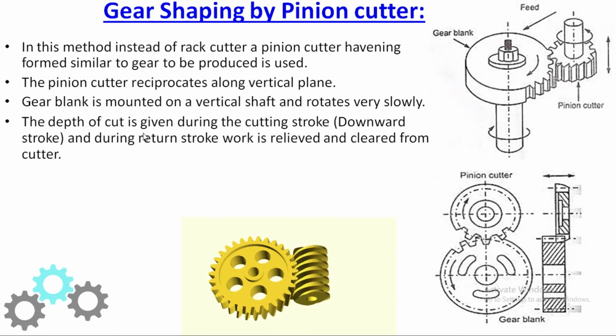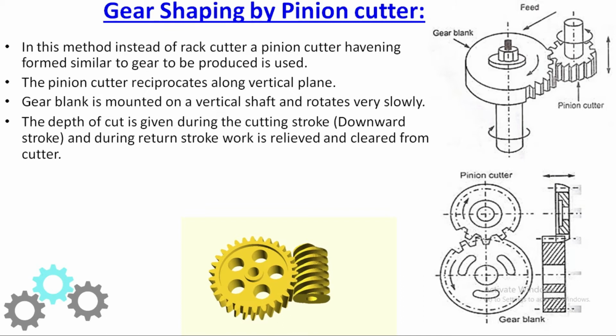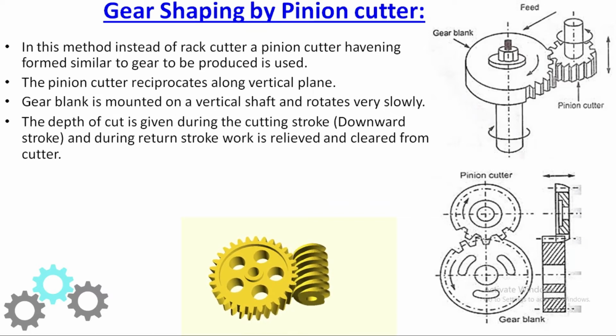Next, the depth of cut is given during the cutting stroke, that is the downward stroke, and during the return stroke the work is relieved and cleared from the cutter. That is a very important thing. Whenever there is the downward stroke of the pinion cutter, material of the gear blank is removed from that surface and teeth are produced over that gear blank. And whenever the retract or return stroke starts, at that same time the removed material is separated from the gear teeth, and that surface is cleared with the help of the pinion cutter itself.